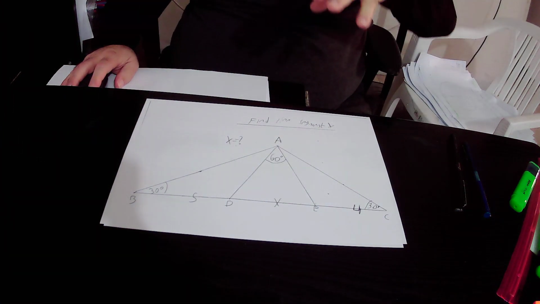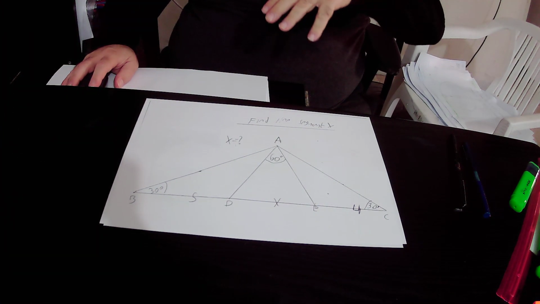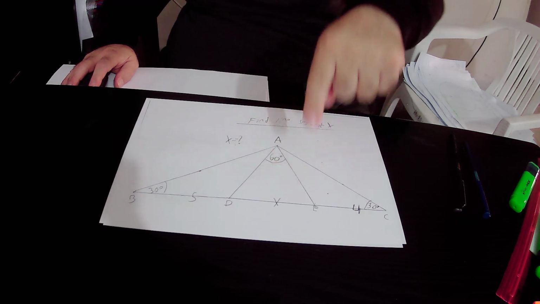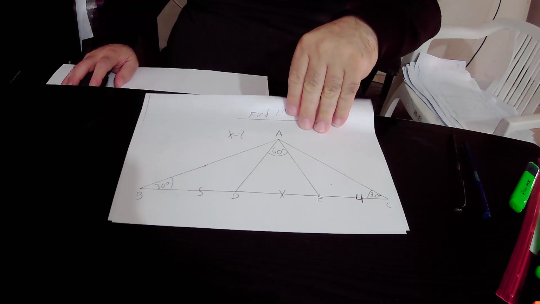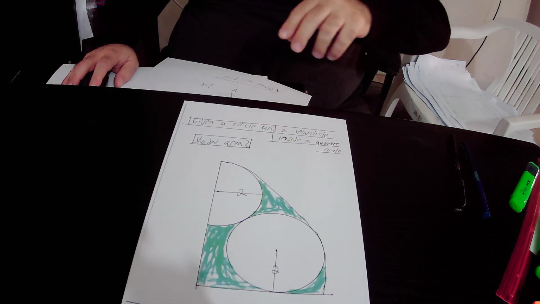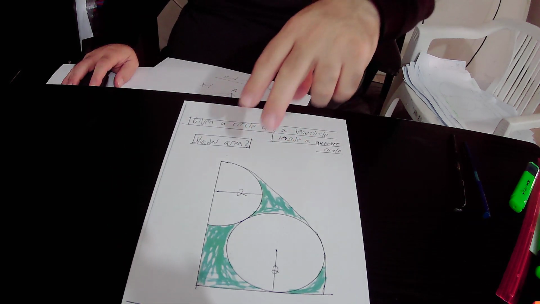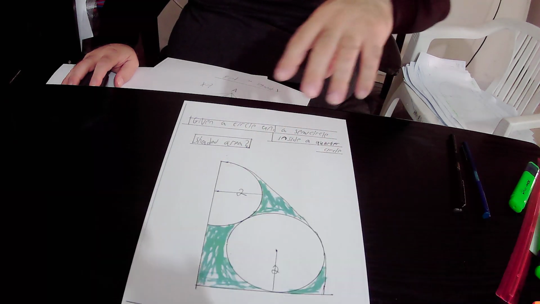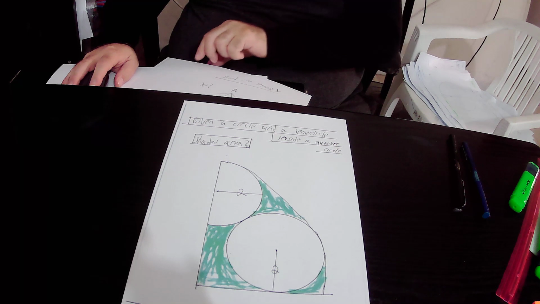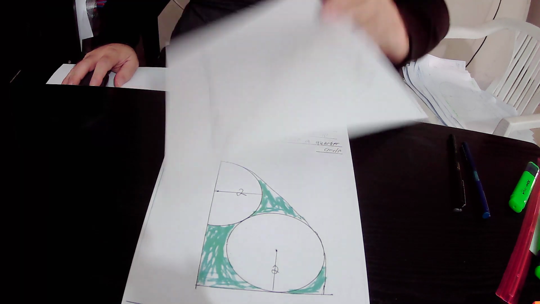Hello, in this lecture we'll answer two questions. In the first question, we find out the length of line segment DE that is equal to x. In the second question, we will find out the value of the shaded area that is inside the quarter circle. We'll start with the first question.